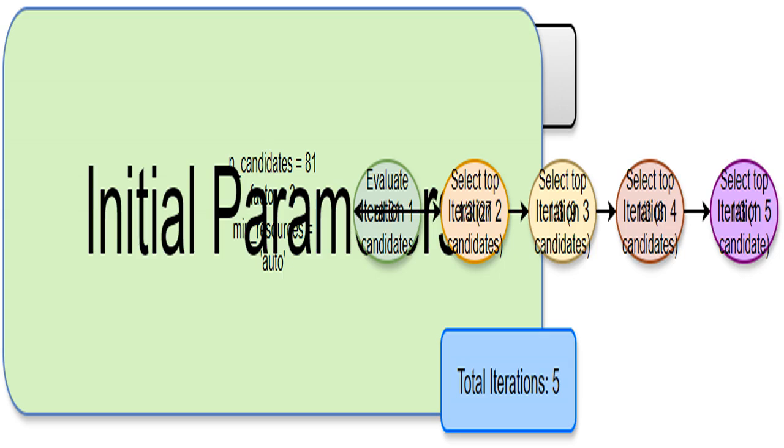N_candidates, the number of initial options. Factor, how many times we shrink the options. And min_resources, the minimum data needed to test an option.